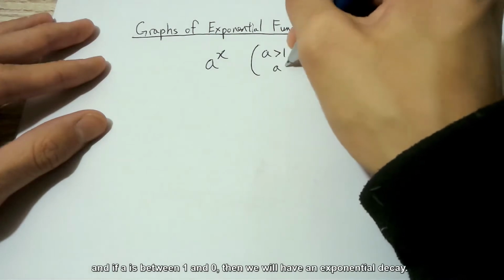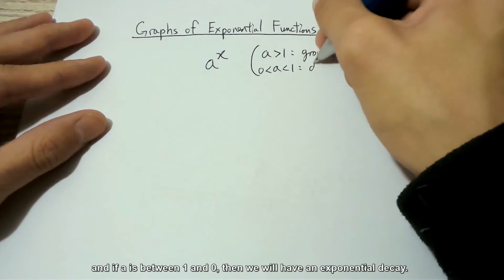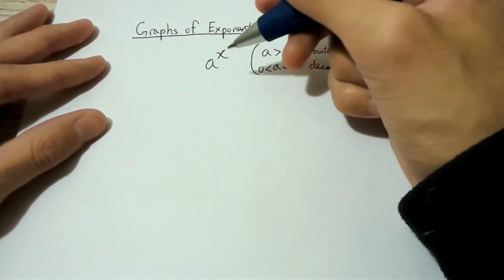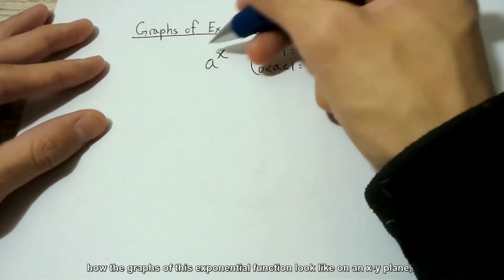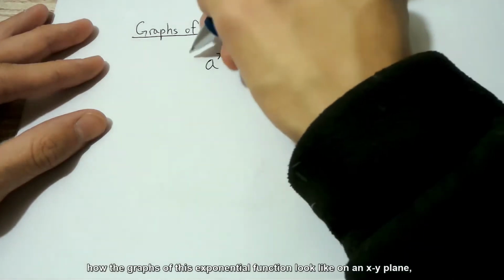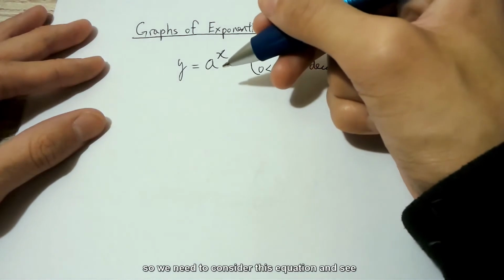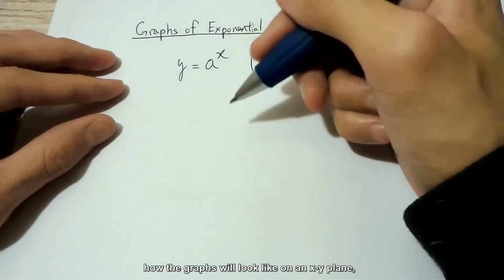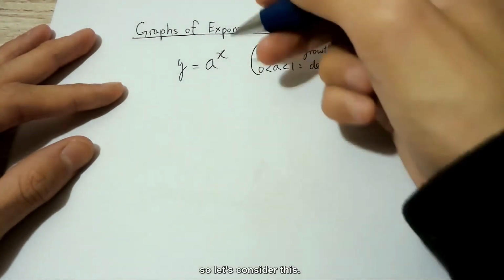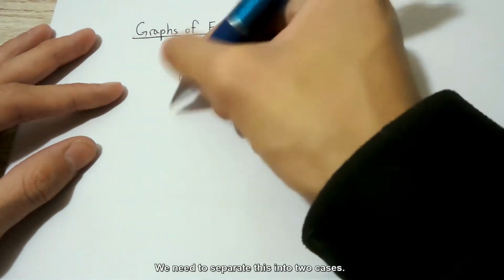And if a is between 1 and 0, then we will have an exponential decay. That means this function is decreasing. Then we can take a look at how the graphs of this exponential function look like on an xy plane. So we need to consider this equation and see how the graphs will look like on an xy plane. So let's consider this. We need to separate this into two cases.